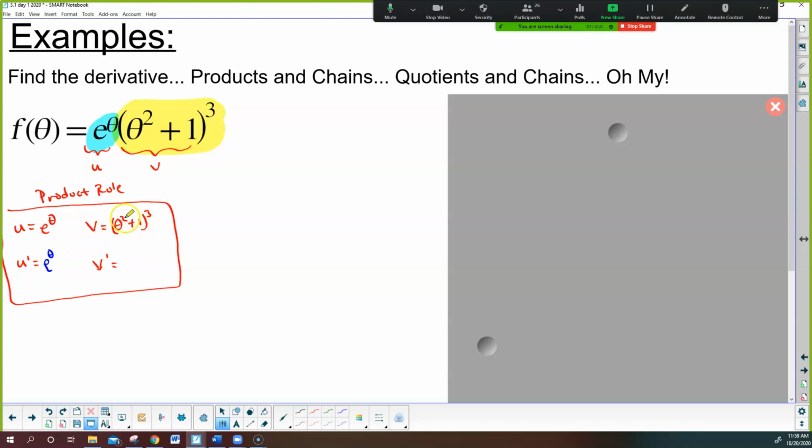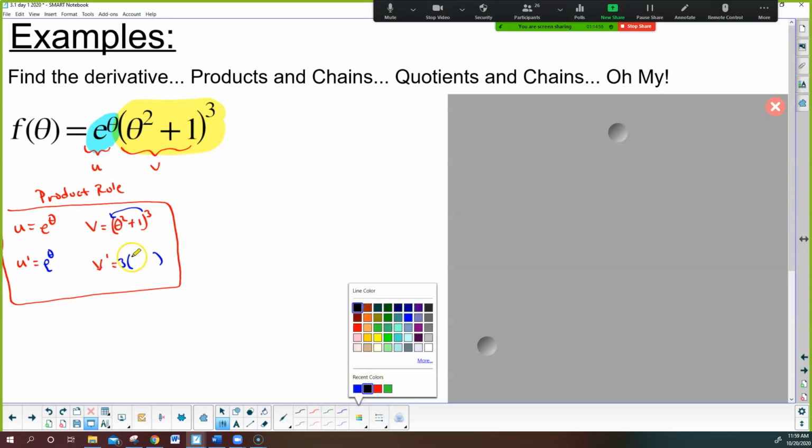But now I actually have a chain rule here. Right? You can see the outside function is 3, so we're going to take the 3, we're going to drop it down, and then we're going to keep exactly what was on the inside. That doesn't change. So theta squared plus 1 stays on the inside, and then we take 1 away. So this should have a squared here.